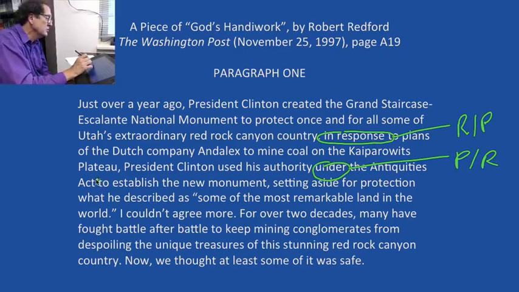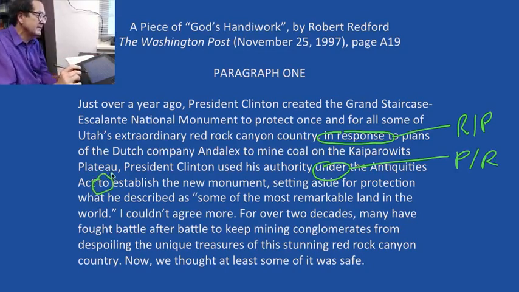And the word to also indicates that what comes after it is establishing the new monument. That's what he was trying to do. That also is an argument that explains why he did it. He had the authority, but you don't always exercise your authority, right? And so the point of exercising the authority, the reason why he exercised his authority, was to establish the new monument. Again, it might seem tricky to keep citing the word to as an argument marker, but think about it.